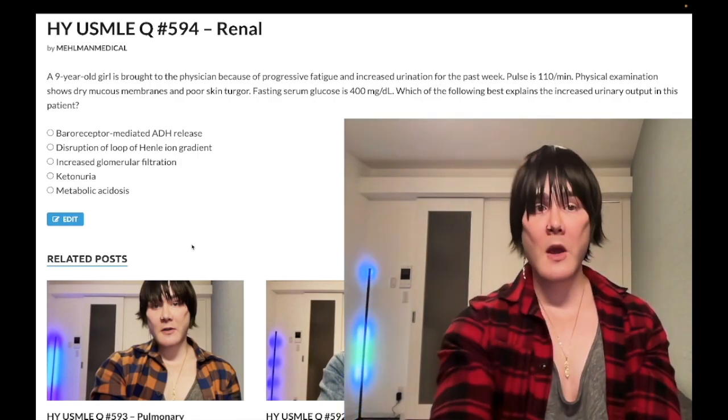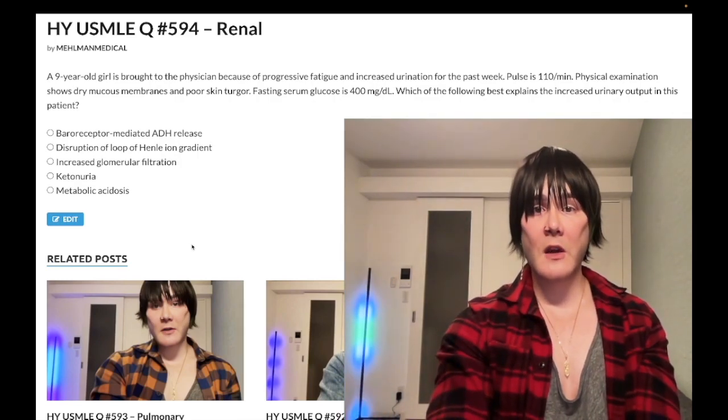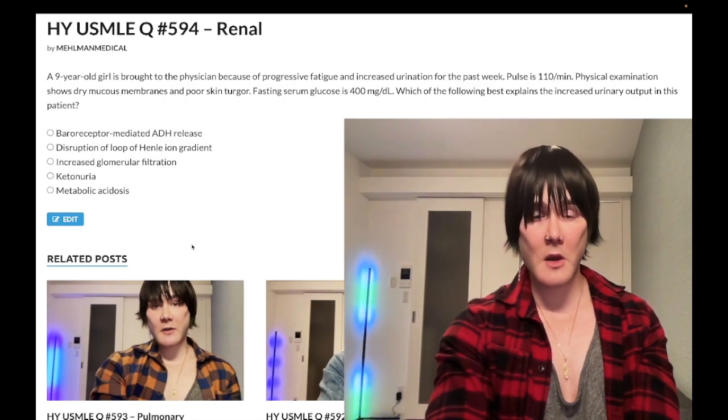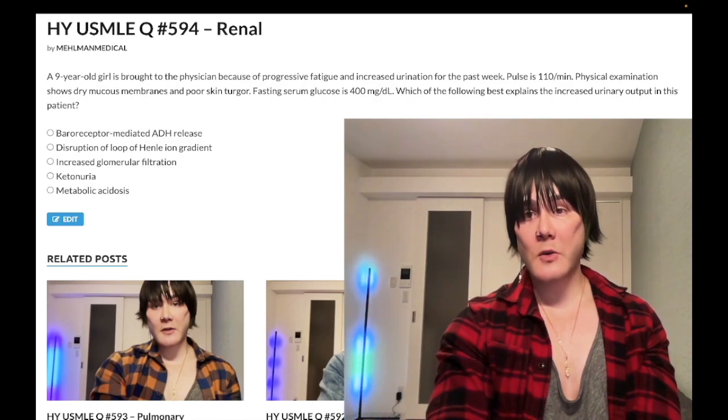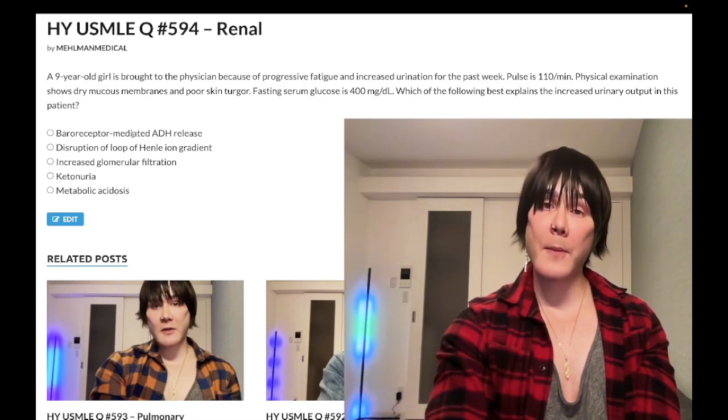Now start the clip. So 9-year-old girl, progressive fatigue and increased urination for the past week. Pulse 110. Physical exam shows dry mucous membranes and poor skin turgor. Fasting serum glucose 400 milligrams per deciliter. Question wants to know the most likely explanation for the increased urinary output in this patient.